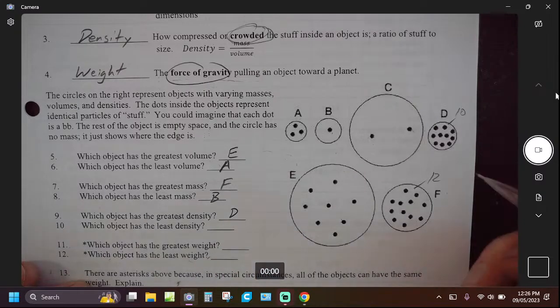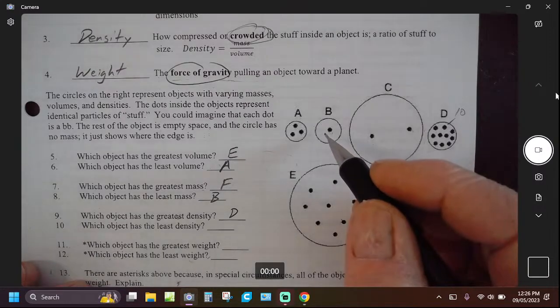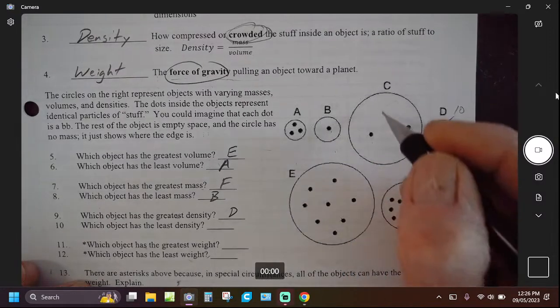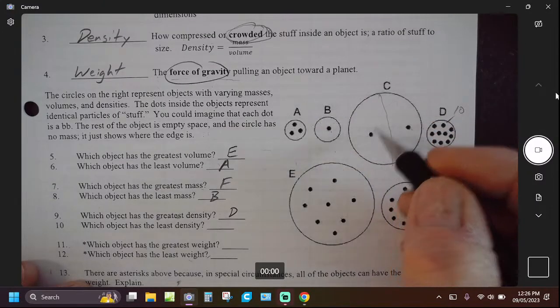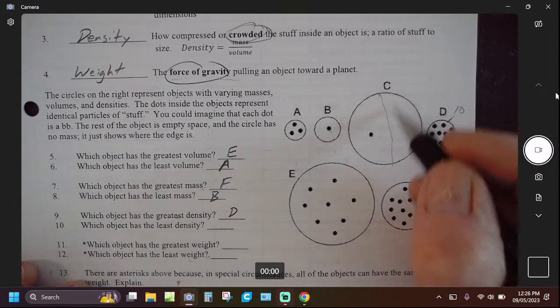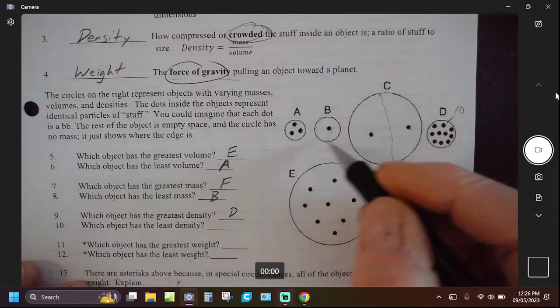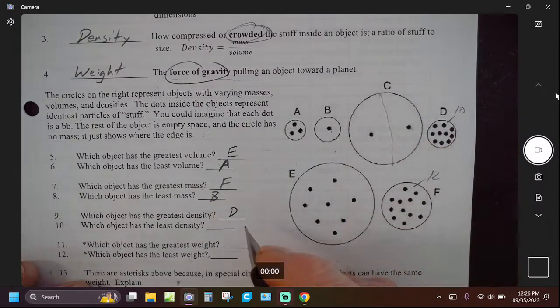Which one is the least dense? C. And if you're thinking, well, maybe it's B, just do this. Just divide this up into equal size rooms. This dot gets a room this big. This dot gets a room that big. This one only gets a room that big. So it's definitely the least dense, least crowded one is C.